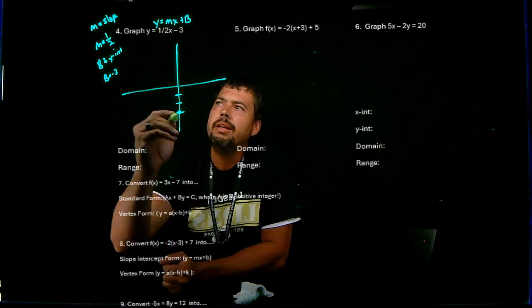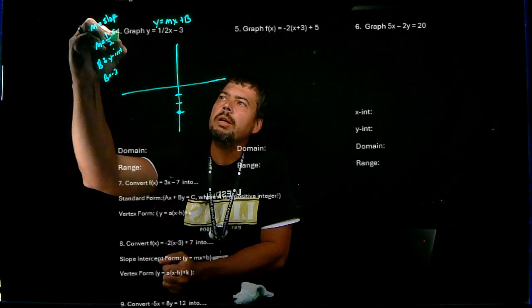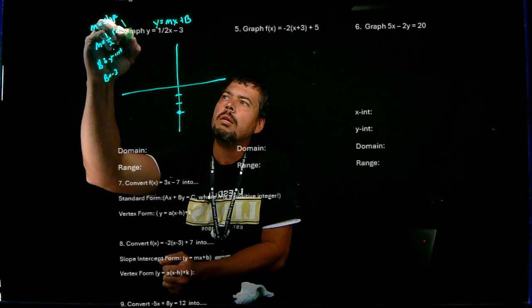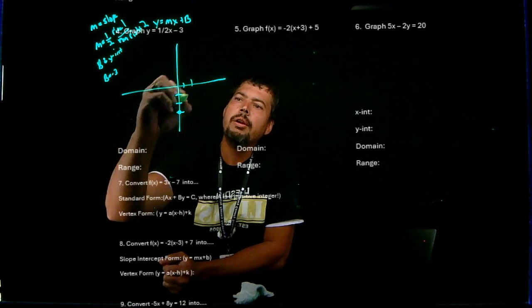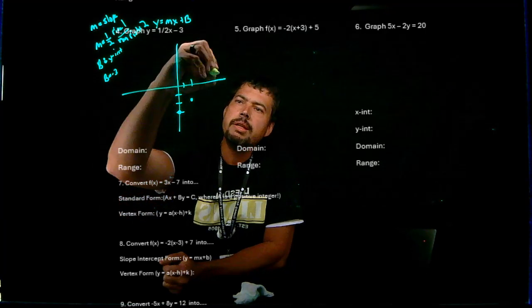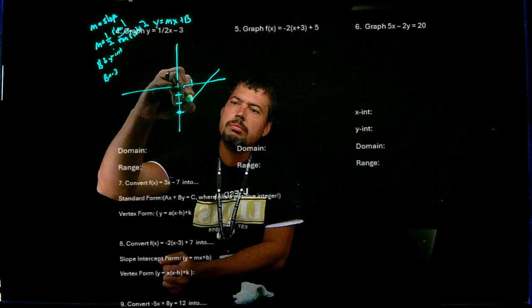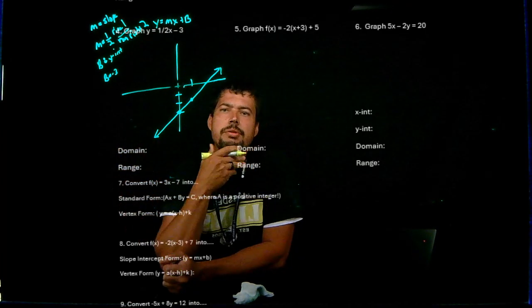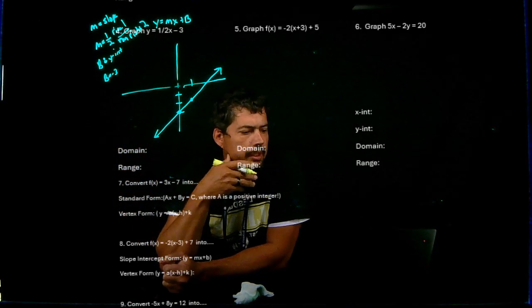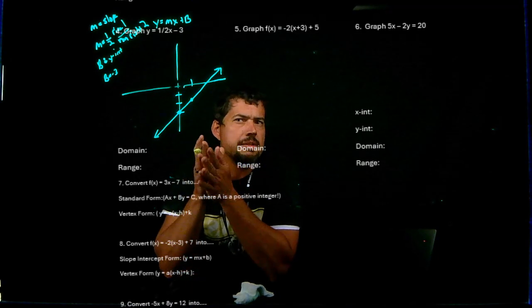But I start here, and the slope is rise 1, run right 2. So I rise 1 and I run right 2. It only takes two dots or 2 points to form a line. It's a postulate in geometry. And there she is. All right, number 5, there's lots of ways of doing number 5.